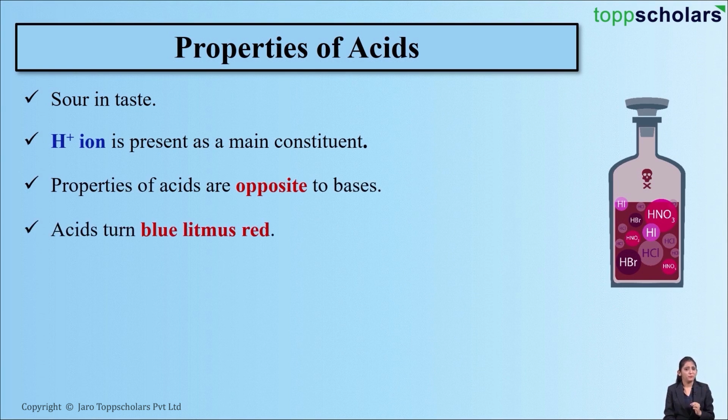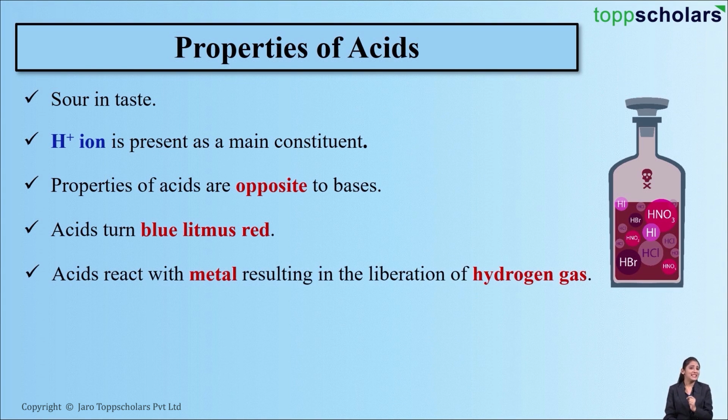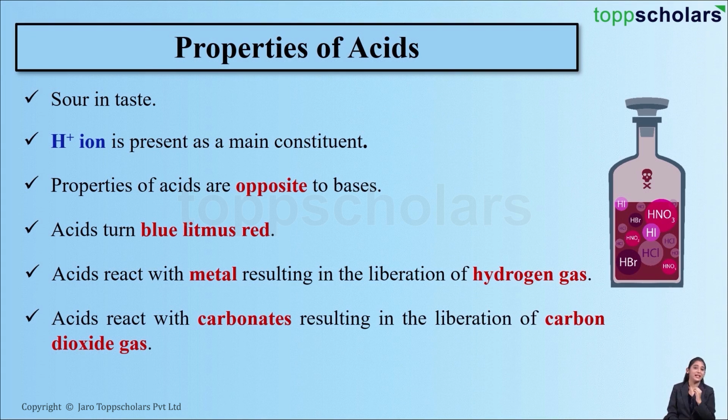Now friends, generally these acids have properties opposite to that of bases. For example, acids turn blue litmus red. That is, if you take a blue litmus paper and dip it in an acid, this blue litmus paper turns red. Also friends, acids on reacting with metal result in the liberation of hydrogen gas. When acids react with carbonates, it results in the liberation of carbon dioxide gas.